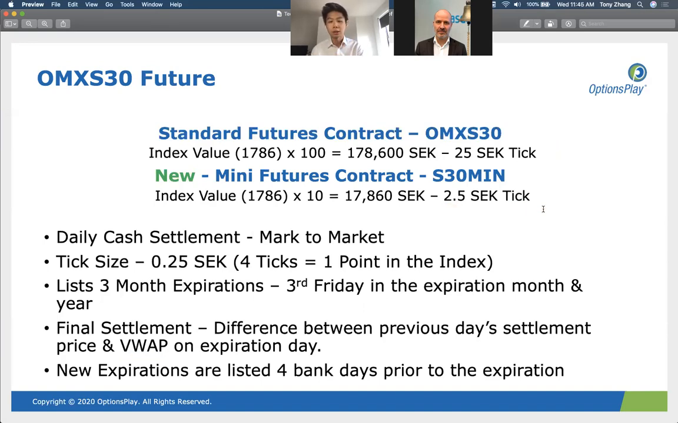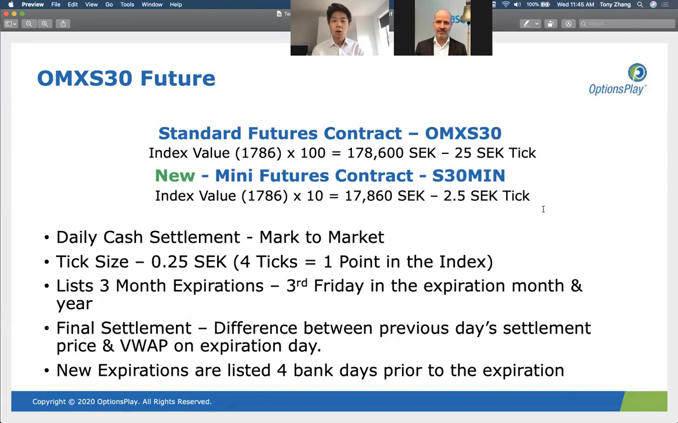Please type 3 into the chat window if the OMXS30 index futures contract makes sense to you. And if this doesn't make sense, it's okay, especially if you're brand new to futures trading. There's a few terminologies that you have to learn with futures trading, just like with options trading. So hopefully today is giving you a quick snapshot of the important things to remember.